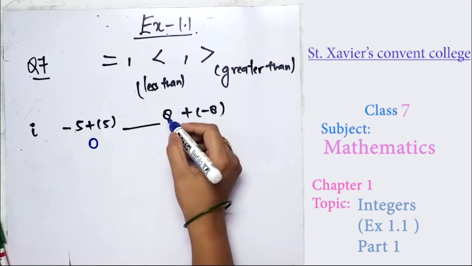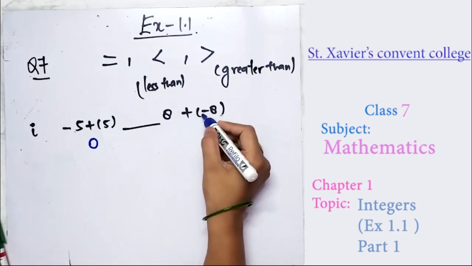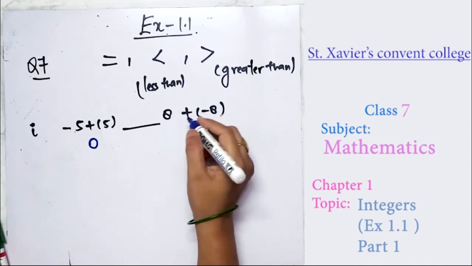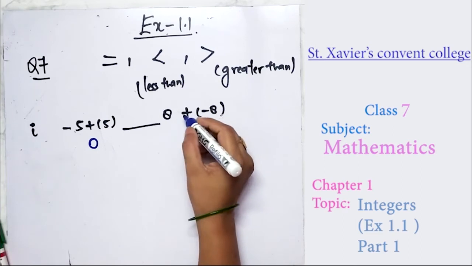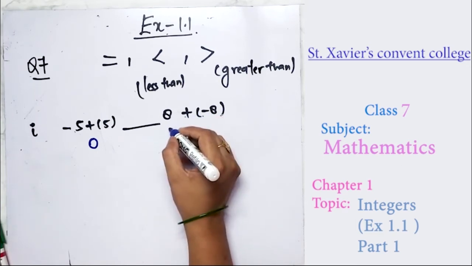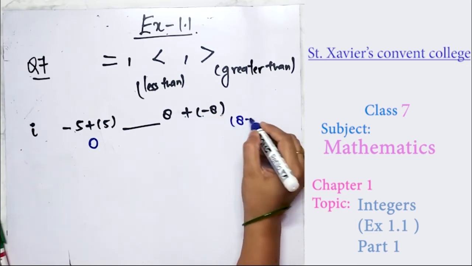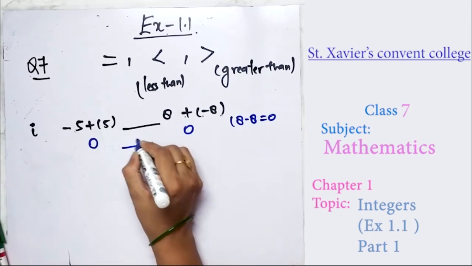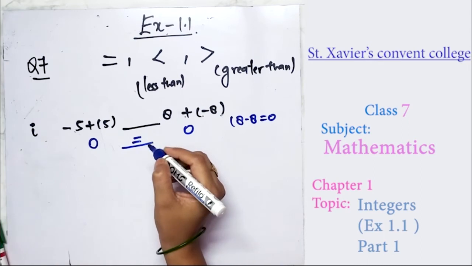And again you have 8 plus minus 8. You already know that the signs get multiplied with each other, plus times minus is minus. So 8 minus 8 again gives you 0. As both are equal with each other, they have an equal sign.